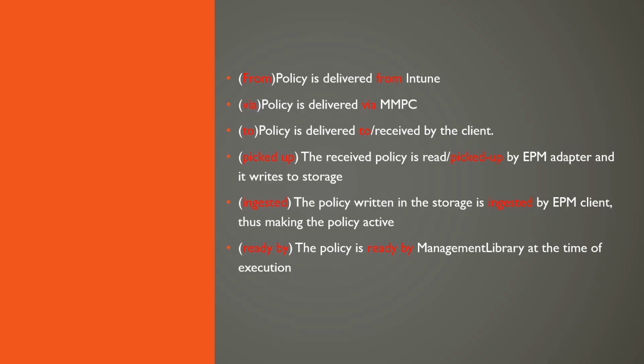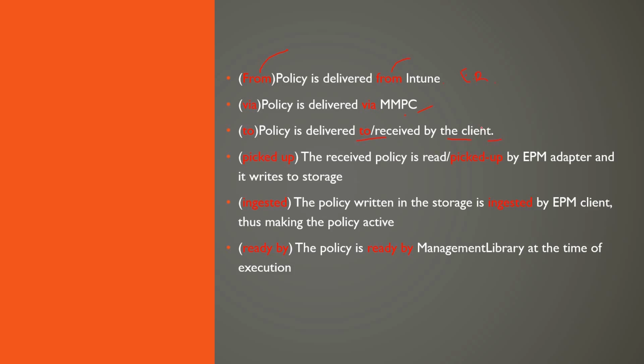So again, just a very high level overview. What is it that is happening under the hood for the EPM policy to take effect in the device? The policy is getting delivered from Intune. We are talking about the elevation rule policy here. Now, once it is made in the Intune portal, the policy is delivered via MMPC. The policy is delivered to the client, the WinDC client present in the device.